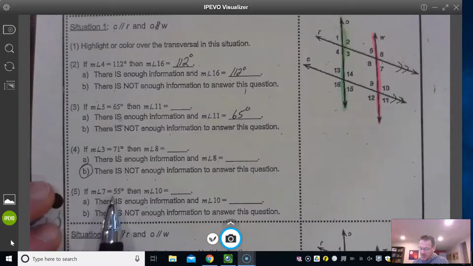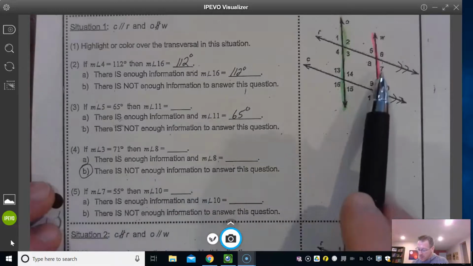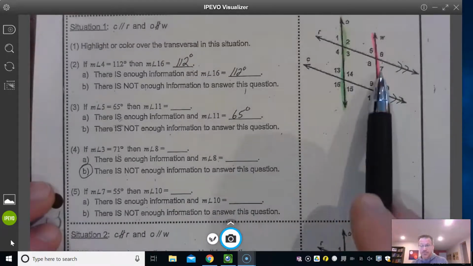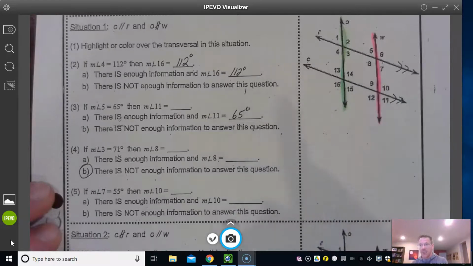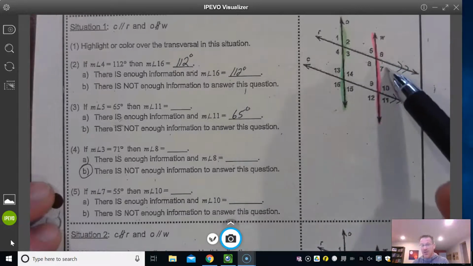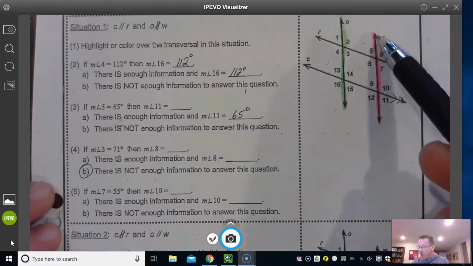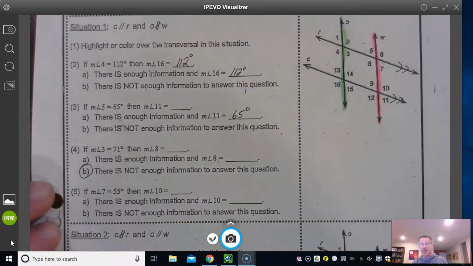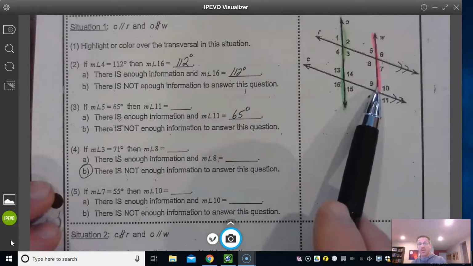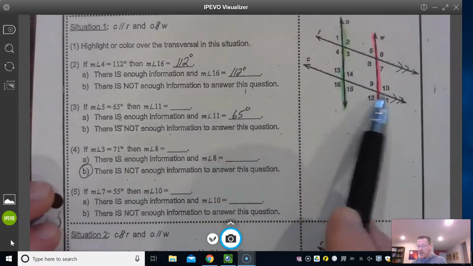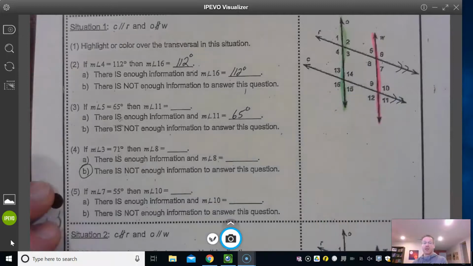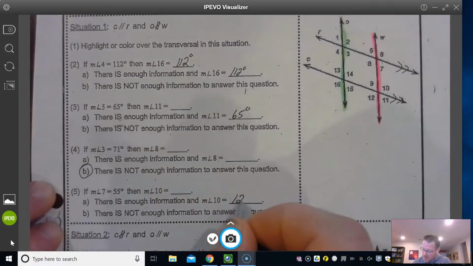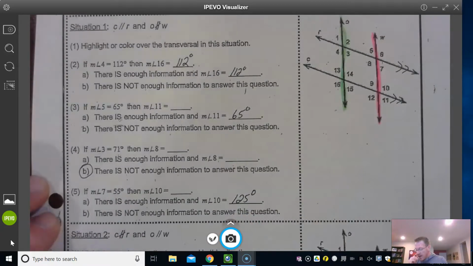Now let's move to number 5 here. We have 7 is 55, and we want to know about 10. So here is 7 and 10. Once again, we can identify these: these are same side interior angles. Now the question is, are we intersecting parallel lines? And the answer is yes. We intersect parallel lines, so we know 7 and 10 are supplementary. That means they have to add to 180 degrees. So if 7 is 55, that means 10 has to be 125.